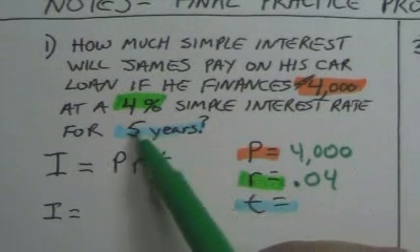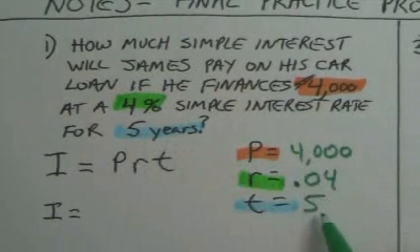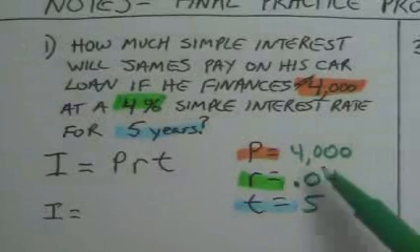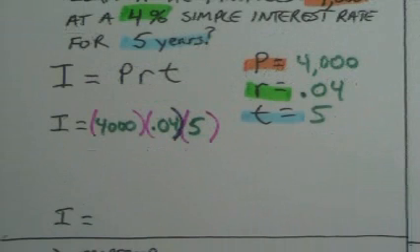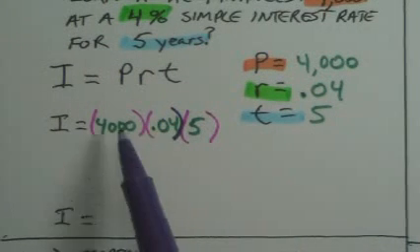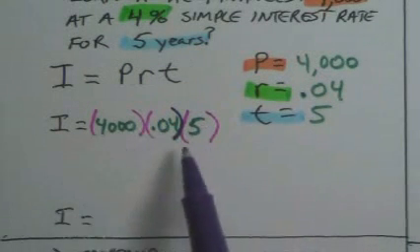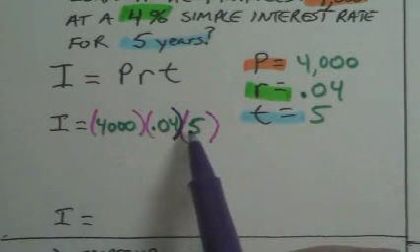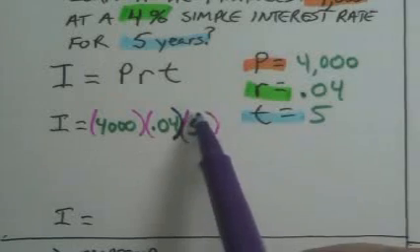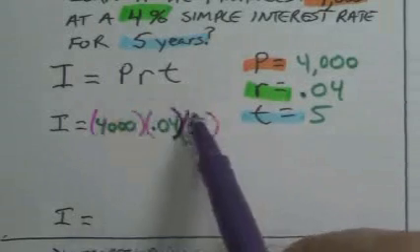And then the time is 5 years. So the time is in years, and it's 5. So those are the 3 numbers I will be working with. So I need to multiply these 3 numbers together. Now, it doesn't matter the order that you do that. And if you want to, you can stack them. I prefer not to. I'll just do this. I'm going to multiply these 2 numbers together.